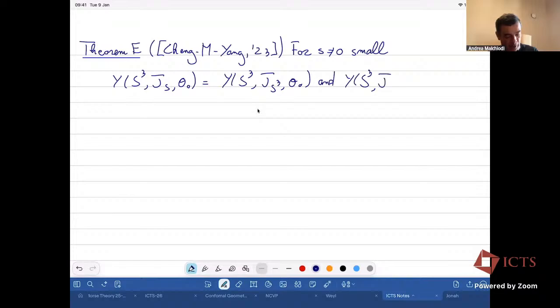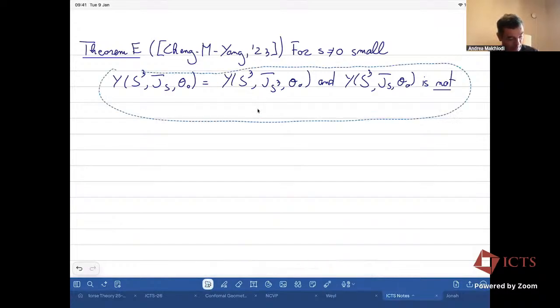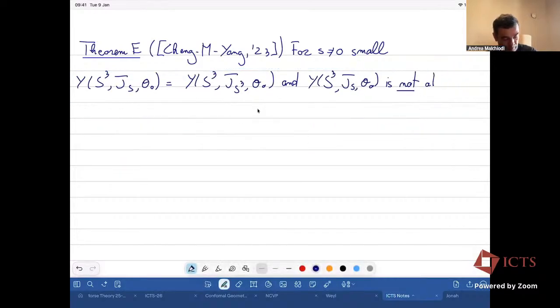YS3 JS theta 0 is not attained. So this is one case in which you cannot minimize the Yamabe quotient. It's always possible to do it in the Riemannian case by the works of Aubin and Chen. It's always possible to do it if the dimension is greater or equal to 5. But in 3 dimensions, you can do it if the manifold is embeddable. Otherwise, we have counterexamples.